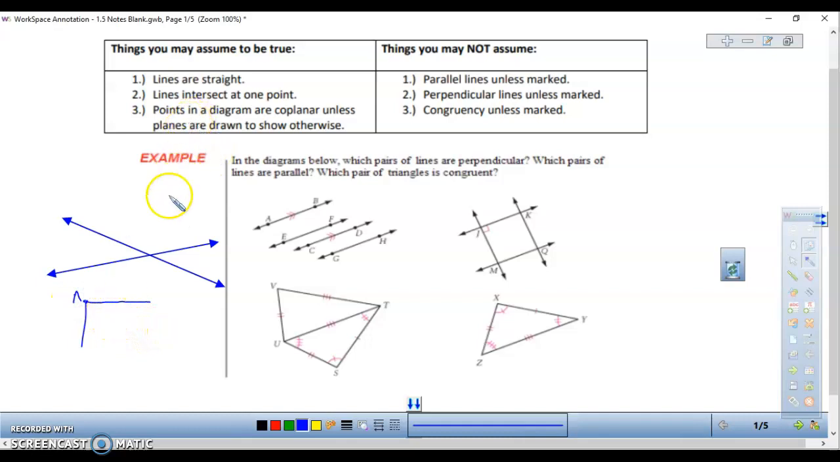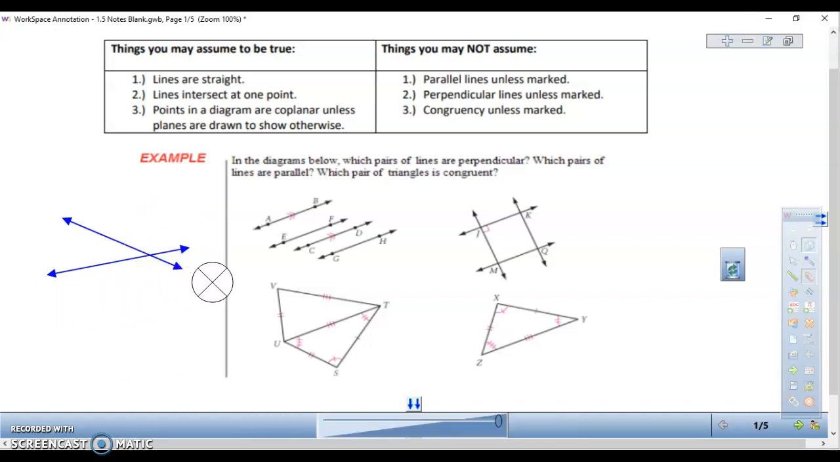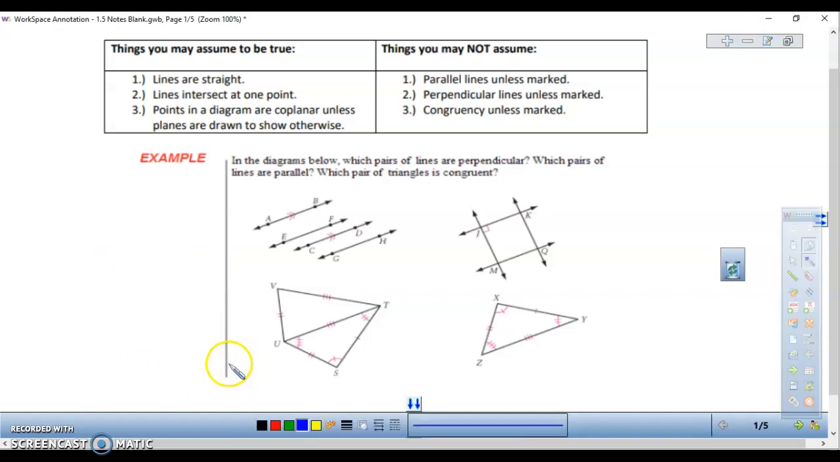And then the last thing you can assume is that points in a diagram are coplanar unless planes are drawn. So unless there are shaded planes or dotted lines, you can assume that all drawings are coplanar. You can assume every single one of these drawings is taking place on one plane. They're all coplanar. All right?